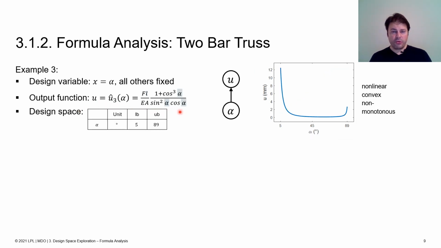When we choose alpha as a design variable within our design space, then we encounter a behavior that is nonlinear. It is still convex, and it's not monotonous anymore because it goes downhill and then back uphill.